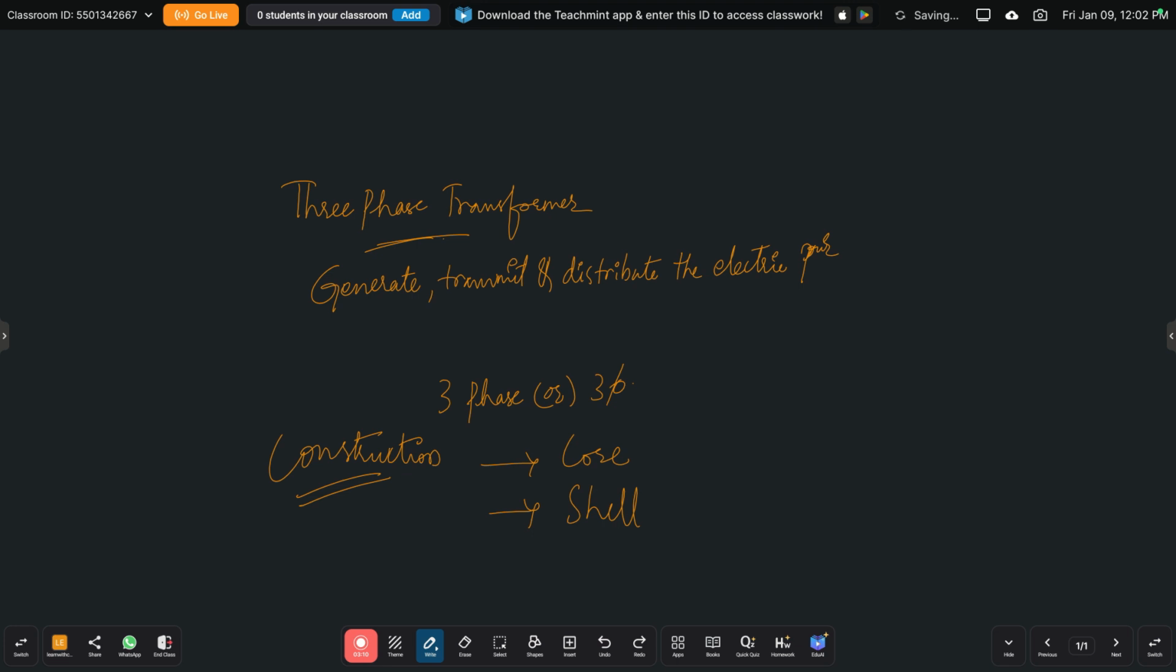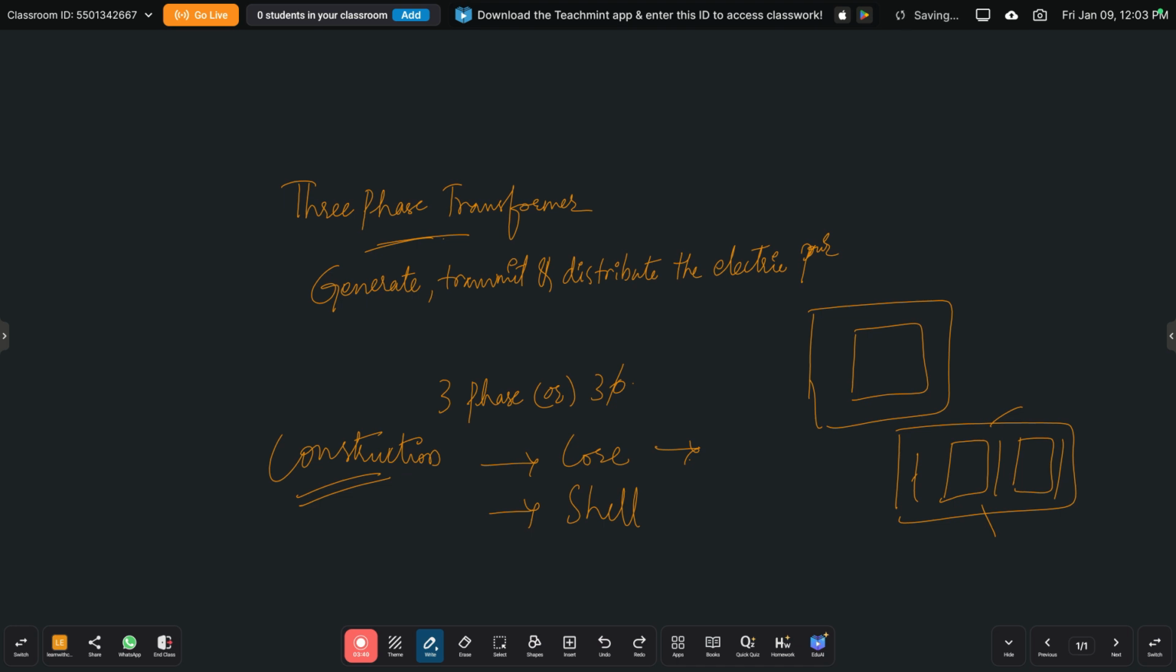Now we are going to discuss the core type construction. In this type of construction, there are three cores and two yokes. In a single-phase transformer, we represent a two limb core, but here we are going to use a three limb core. That means here we represent it like this: three limbs and two yokes.